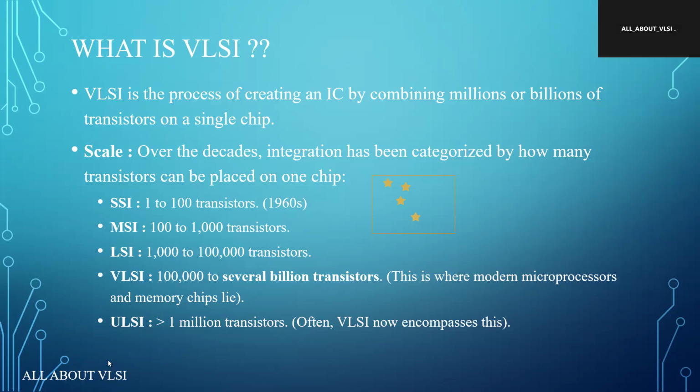After that, we also have ULSI, ultra large scale integration. But up to now, we are stuck at VLSI because this is sufficient for us nowadays. If in future we want to place more transistors beyond the VLSI limit, when that comes to the picture, then we will use ULSI. But at present, we are using VLSI. This one is sufficient for us. Okay.